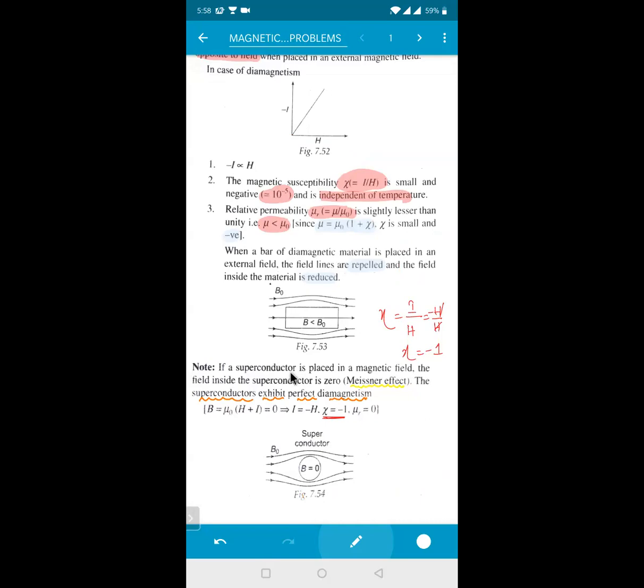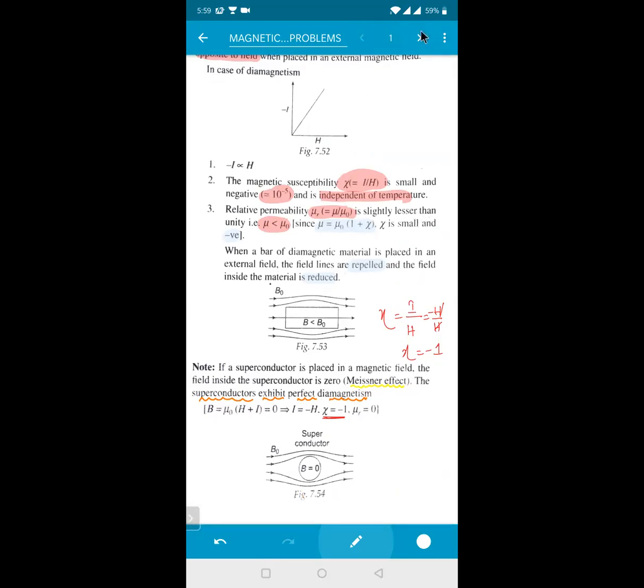You see, if a superconductor is placed in a magnetic field, the field inside the superconductor is zero, which effect is known as the Meissner effect. That means the superconductor is exhibiting perfect diamagnetism. That means the external magnetic field has no role. So B is zero, B by mu naught is zero, so H is equal to minus I. That is the reason intensity of magnetization is negative. Got an idea?